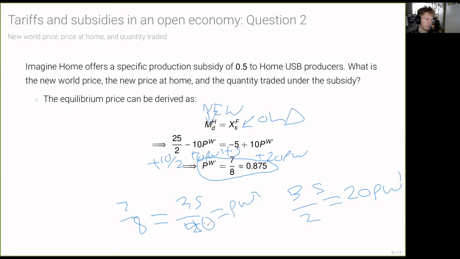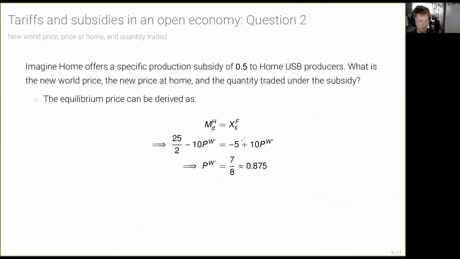Okay, so notice that now the new equilibrium world price is actually lower than what the equilibrium price was under free trade. Under free trade, we had that the world price was equal to 1, and so now the world price has dropped due to the subsidy. It's dropped to 0.875. Okay, and so now we have the new world price, but what's the new price at home?